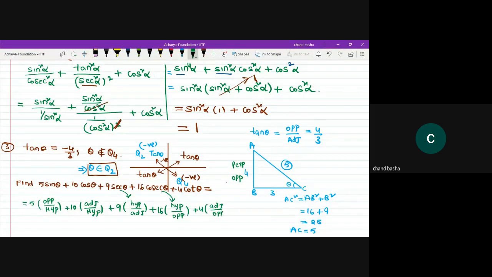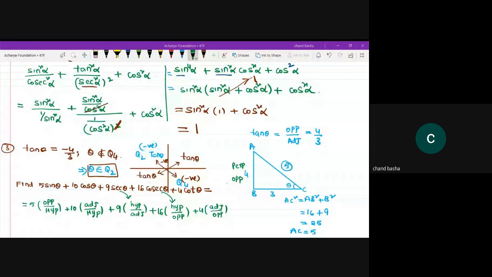Now you can put in all the values we have from the right angle triangle and tell me the correct answer for this question. Make it fast. Sir, 48. I have to check whether your answer is correct or not.